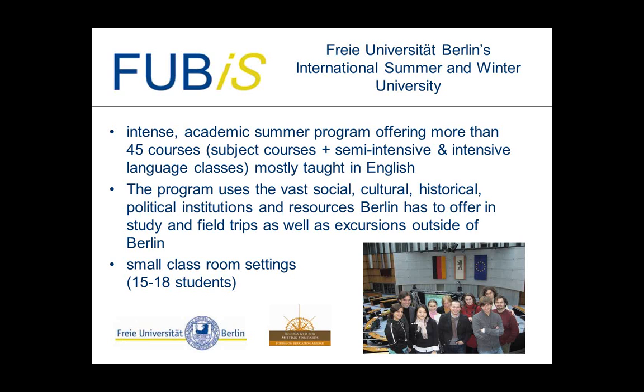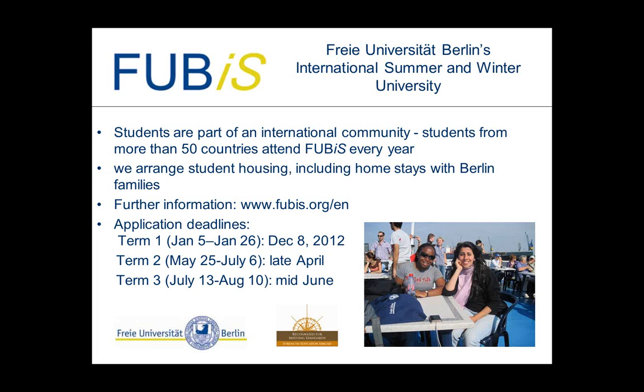Classes are small. They're usually between 15 and 18 students, and students will find a very international community in the summer in Berlin every year on campus. There will be a number of German students attending, but it's mostly international students in this program. The FUBIS staff also arranges housing, and there are different kinds of housing options available, from homestays with Berlin families who speak, of course, English, to staying in the dorms, in a room, or in your own apartment.